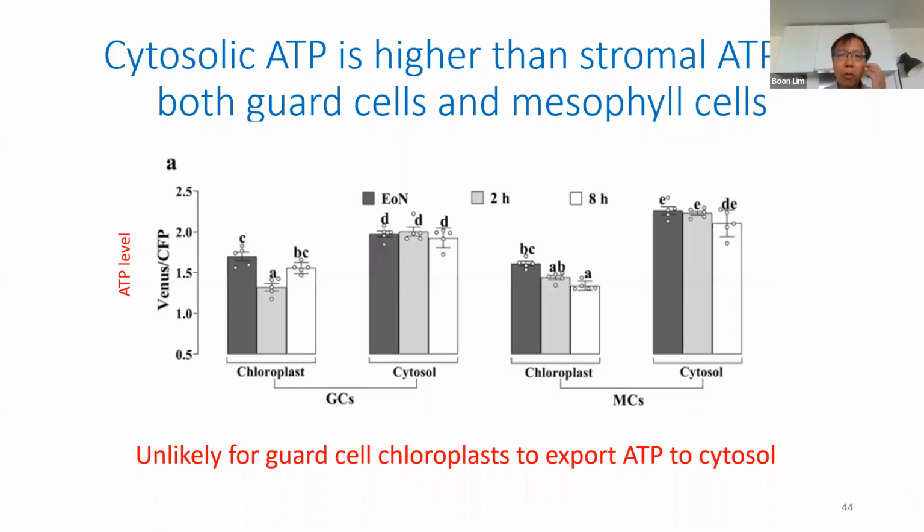But if we look at our ATP sensor line, we can also look at the guard cell. We can compare guard cells and mesophyll. This is the guard cell cytosol. This is the guard cell chloroplast ATP level. And we can see that in the guard cell, the cytosolic ATP level is higher than in the chloroplast. Okay, these are the 3 time points: end of night, 2 hours after turning on the light, and 8 hours after turning on the light, and these are higher. So it's unlikely for guard cell chloroplasts to export ATP to the cytosol, because cytosolic ATP is higher than in the stroma.